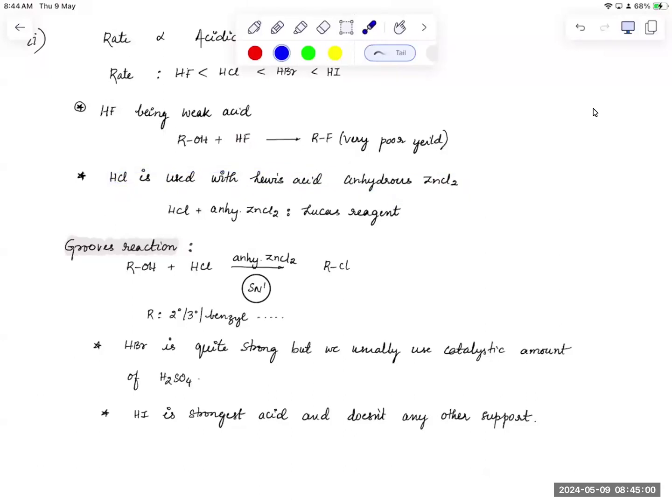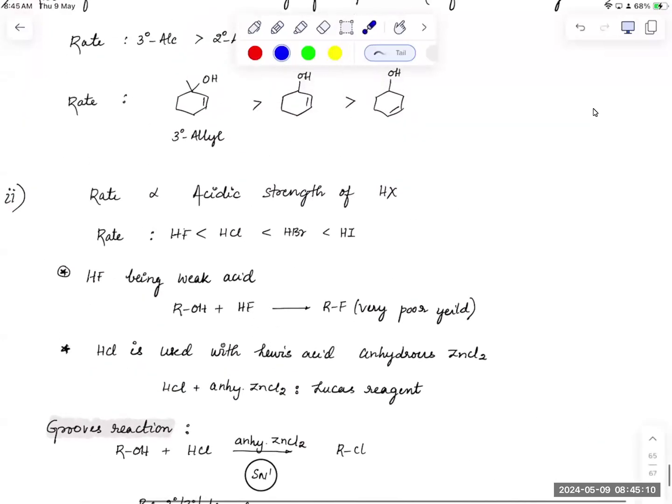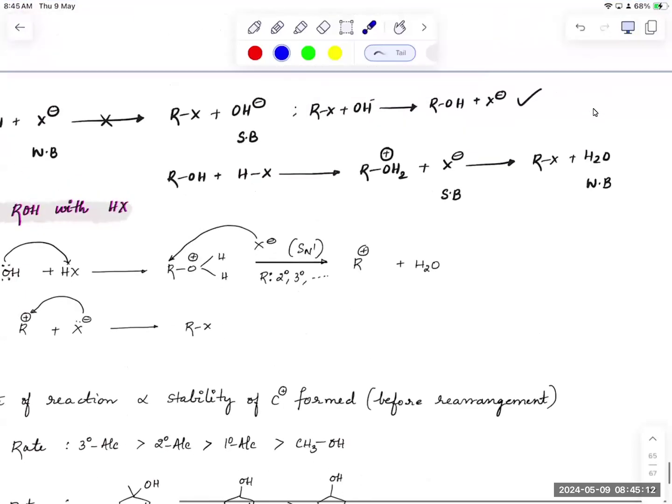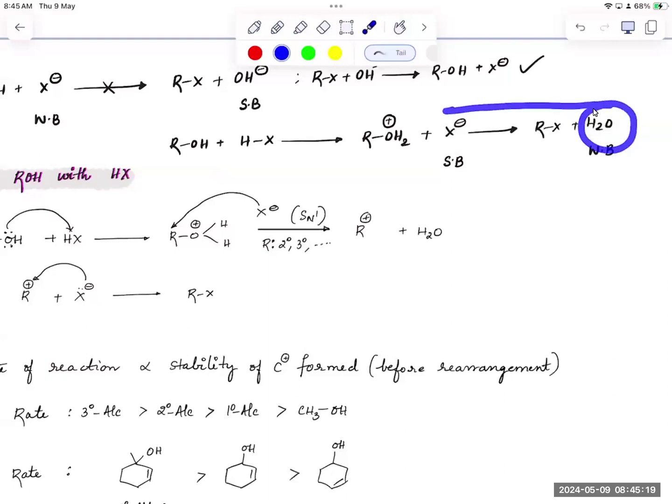So if you make this reaction with HCl, that is HCl plus anhydrous zinc chloride, I'm not taking water. Why am I not taking water? If I take water, have you noticed that in this reaction the product is forming water again? Based on Le Chatelier's principle, if the product water concentration increases, the reaction might go in the backward direction. So here the reaction would mostly lie in the backward direction if you take aqueous solution.